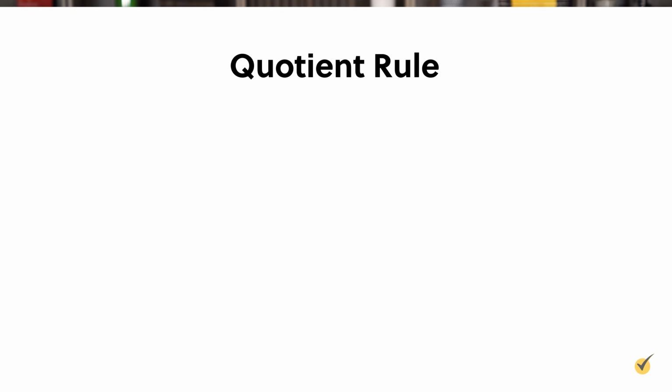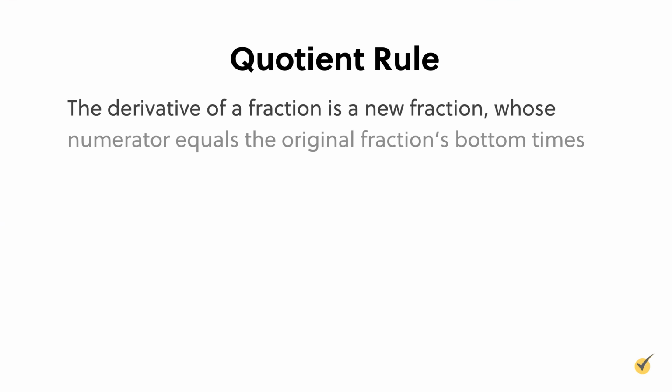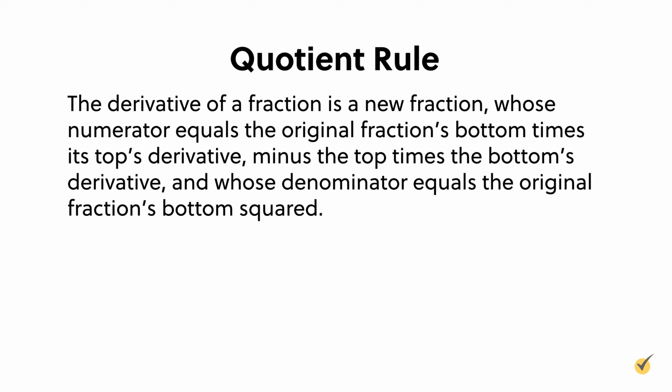While the product rule helps us find derivatives of functions containing multiplication, we have another tool called the quotient rule to help us find derivatives of functions containing division. The quotient rule states, the derivative of a fraction is a new fraction whose numerator equals the original fraction's bottom times its top's derivative minus the top times the bottom's derivative, and whose denominator equals the original fraction's bottom squared.